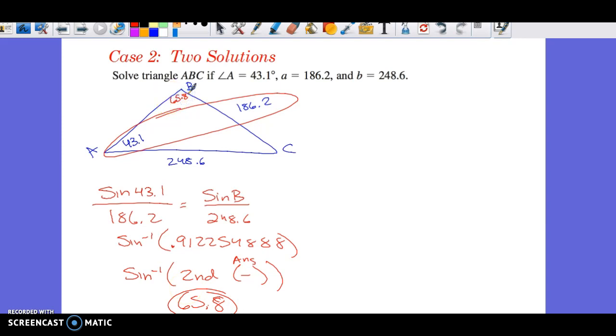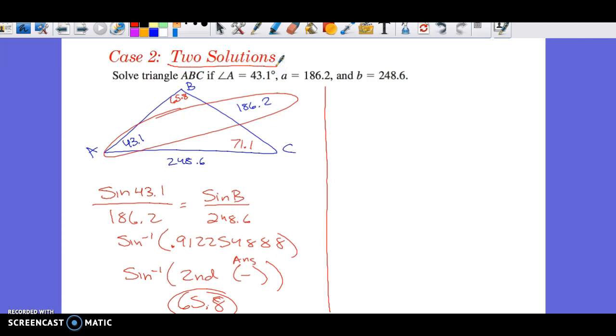Okay, so far so good. 43.1 gives me that. 65.8 gives me that. So I'm going to do 180 minus both of those angles to find out 71.1. Now, if I went back to that applet and I actually put in these measurements, you would see that it makes two triangles. So this is why it's a two-solution problem. So this is actually an answer.